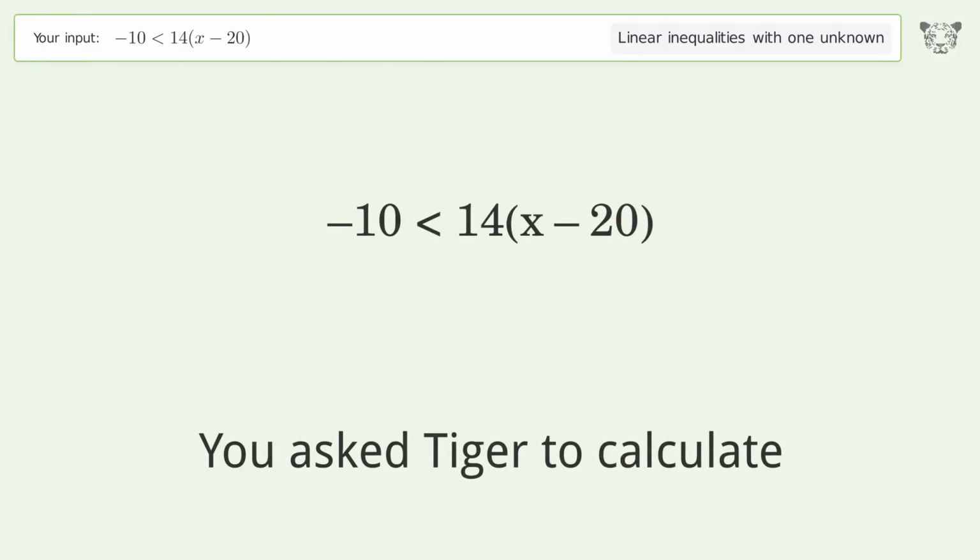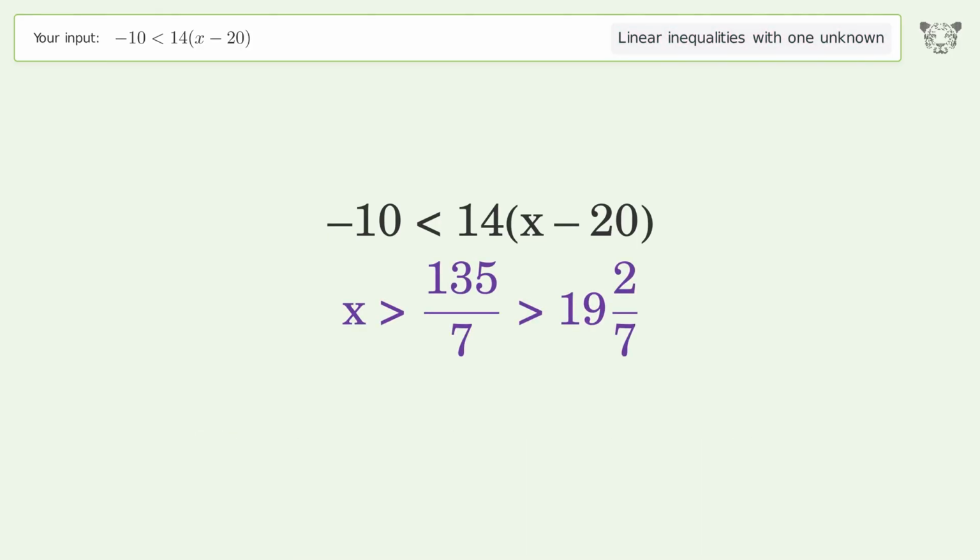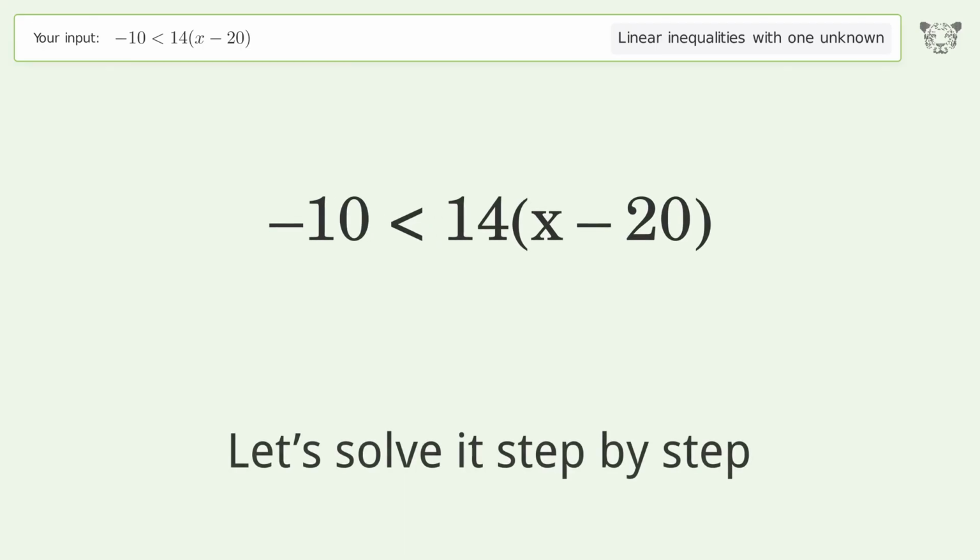You ask Tiger to calculate. This deals with linear inequalities with one unknown. The final result is x greater than 135 over 7 greater than 192 over 7. Let's solve it step by step.